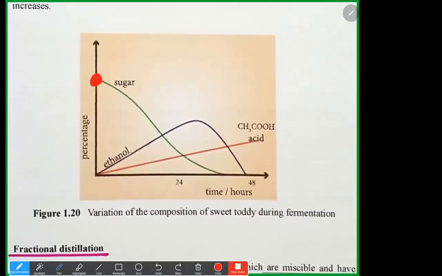Initially, you have only sugar. Sugar is producing ethanol, and ethanol comes with yeast. Then with the bacteria action, if it is not making acetic acid, the maximum ethanol production stops here. But if you have bacteria to convert ethanol to acetic acid, then acetic acid is increasing. When acetic acid increases, ethanol finally becomes zero if you are not extracting ethanol at the proper time.